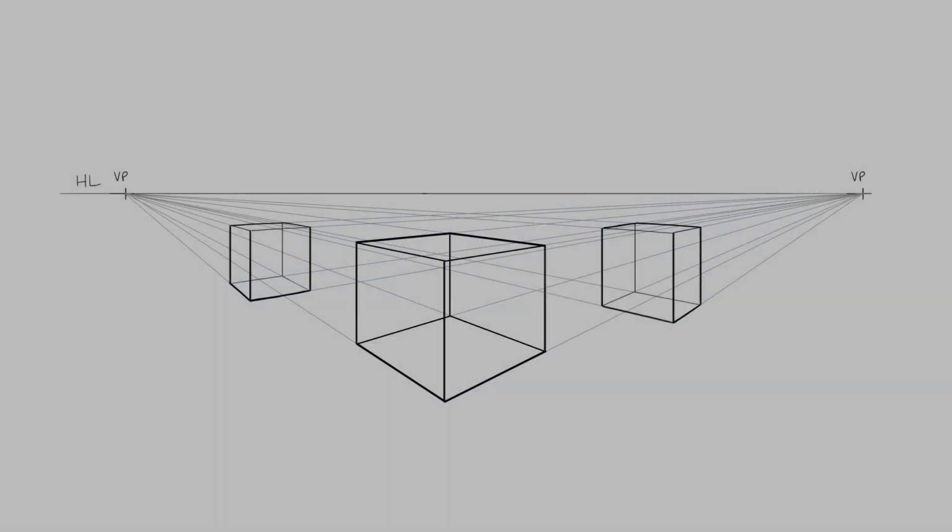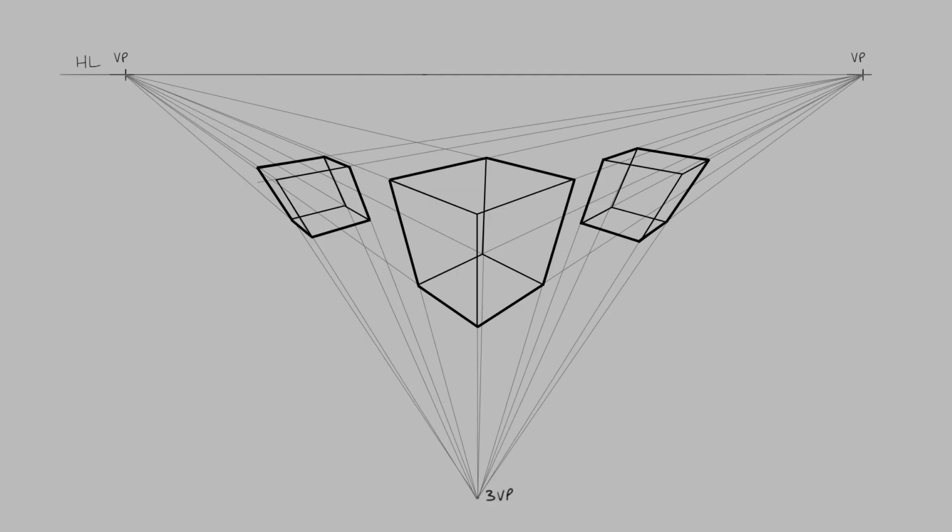So as a recap of two-point perspective, we've got a horizon line, and on that line we've got two vanishing points. And all of our vertical lines are perfectly vertical and parallel to one another. Three-point perspective is very similar, but now we're adding a third vanishing point either above or below the horizon line. The position of the horizon line becomes more important now.